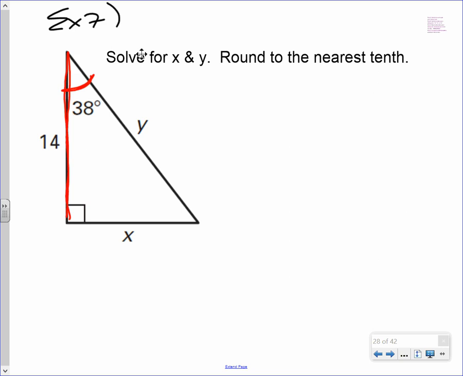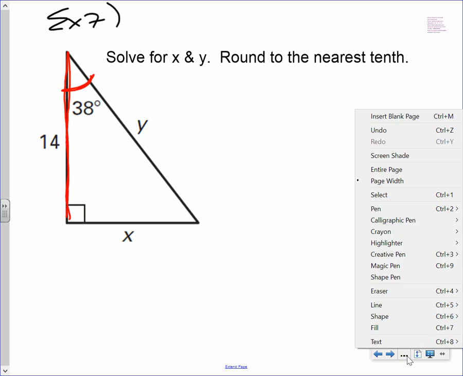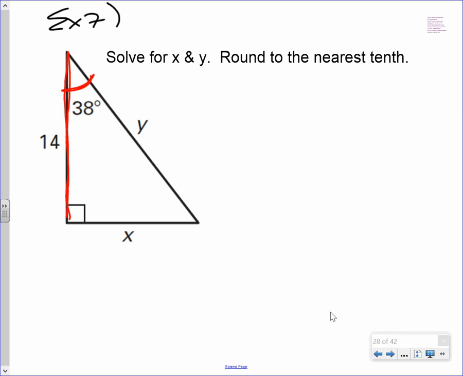Watch this. Cosine of the angle, it's always of the angle. Cosine of 38, right, Gomez? Cosine equals adjacent over hypotenuse, okay? So adjacent of 38, 14. Thank you. What's the hypotenuse? Y.